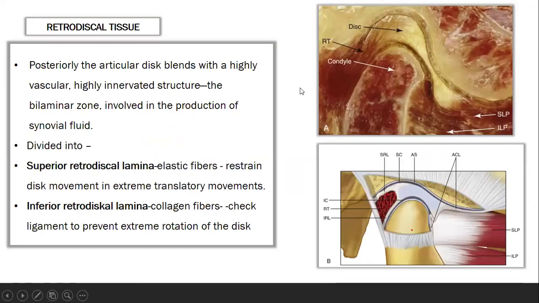Coming to the retrodiscal tissue, here you can see the retrodiscal tissue in the picture. The articular disc blends with a highly vascular, highly innervated structure, the bilaminar zone, which is involved in the production of synovial fluid. It is divided into the superior retrodiscal lamina and the inferior retrodiscal lamina. Here you can see the superior retrodiscal lamina and the inferior retrodiscal lamina. The superior retrodiscal lamina has elastic fibers that restrain disc movement, whereas the inferior retrodiscal lamina has collagen fibers, a check ligament to prevent extreme rotation of the disc.